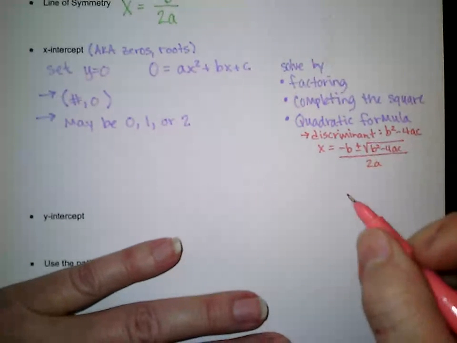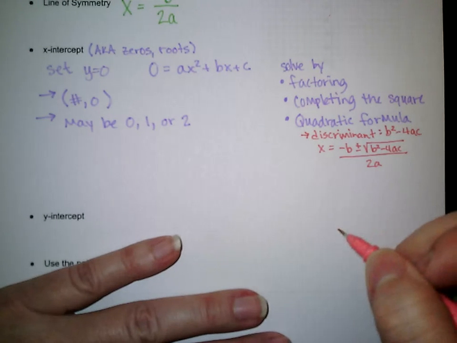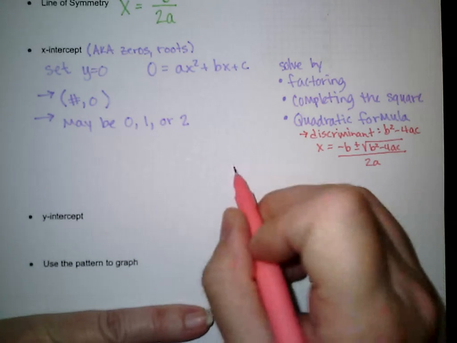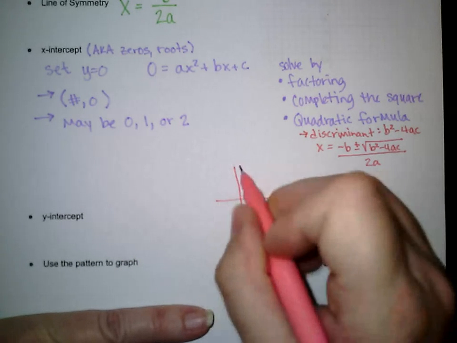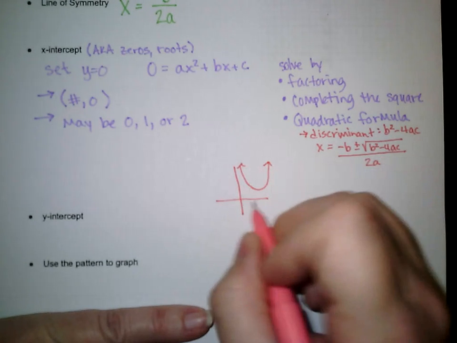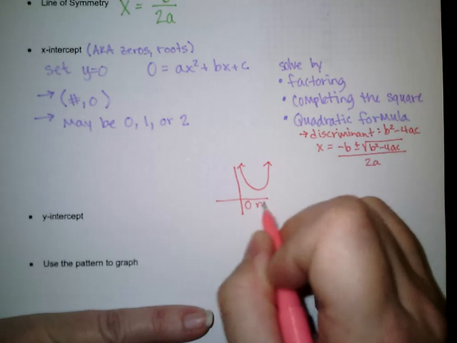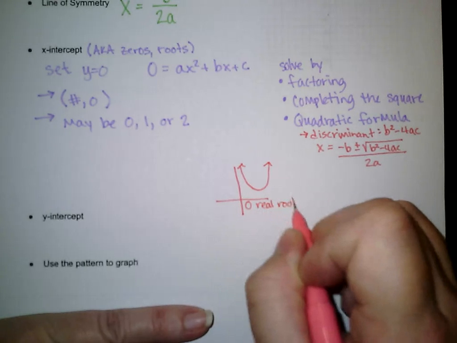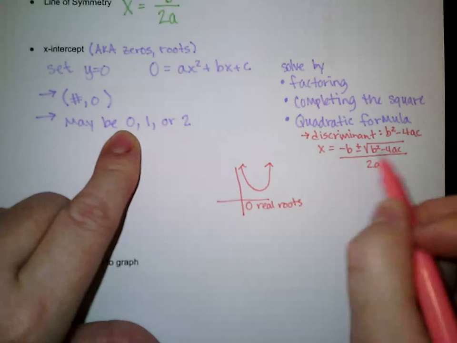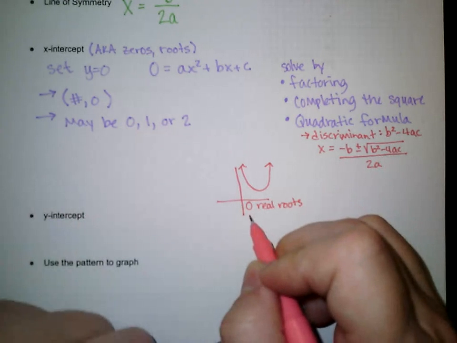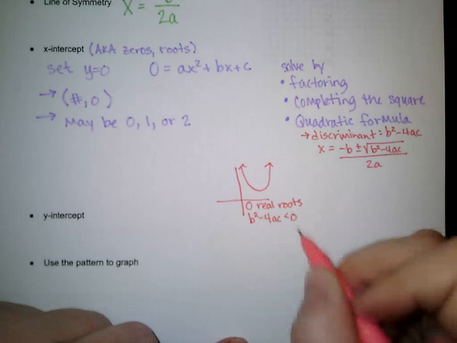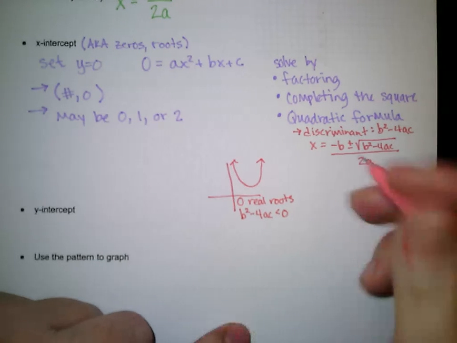And our discriminant can actually tell us how many solutions we're going to have. So let's say we have no solutions or no x-intercepts. So we have 0 real roots, because we said there could be 0, 1, or 2. That happens if we're trying to take the square root of a negative number. So if b squared minus 4ac is less than 0, then we'll have 0 real roots.